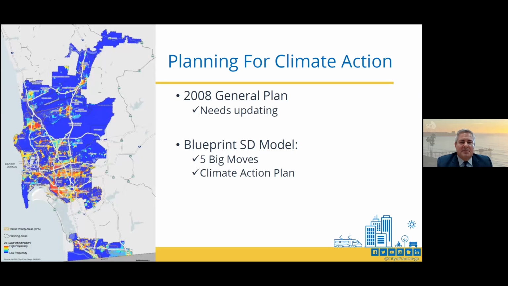The modeling being completed through Blueprint SD will show how the 5 big moves in the climate action plan are being addressed in the general plan. The map on this slide was used in the 2008 general plan to show where mixed-use pedestrian-friendly villages could be accommodated throughout the city. Blueprint SD's model will give us the new data needed to update this map with our new goals and vision for transportation. Next slide.